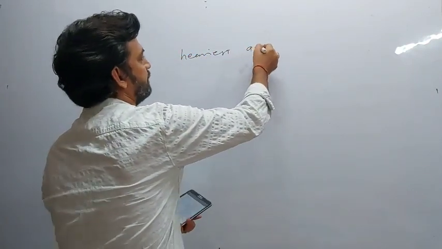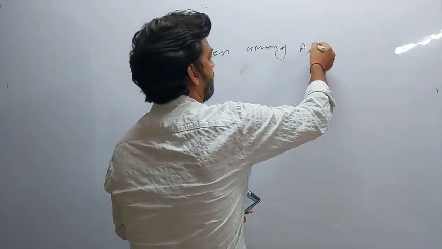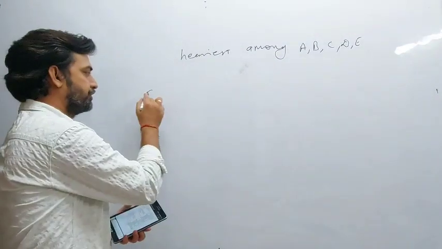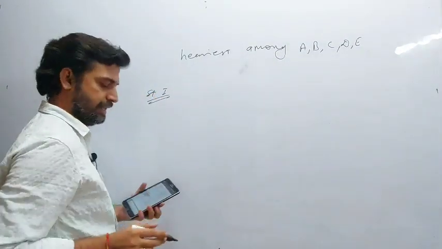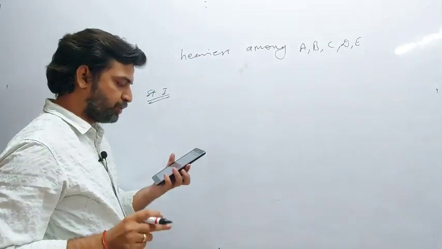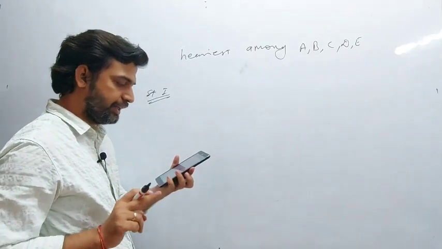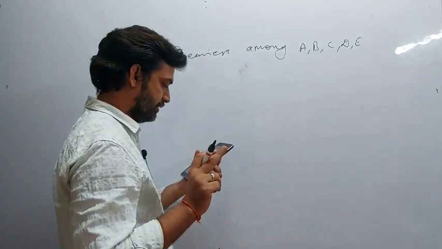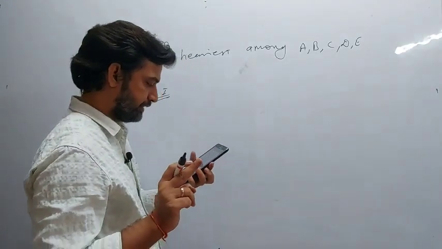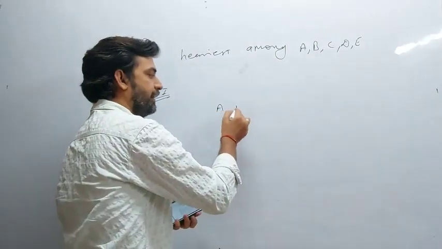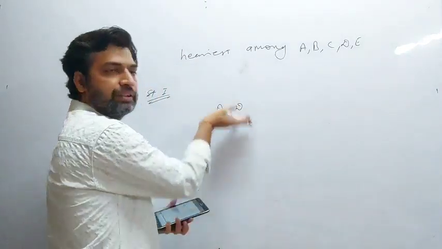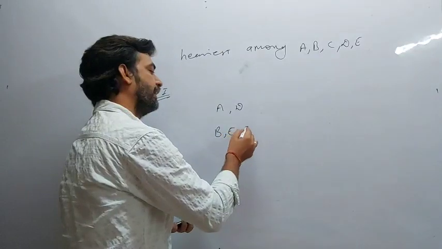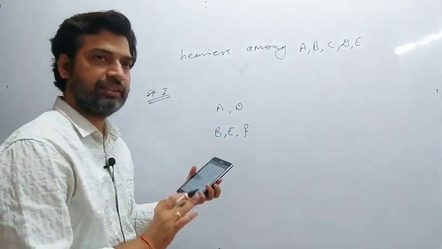Heaviest among A, B, C, D and E, right? Talking about statement 1 again. Statement 1 says that each of A and D is heavier than each of B, E and F. The question is saying that A and D are heavier, that means the above part, right? After that come B, E and F. A and D are heavier than B, E, F.